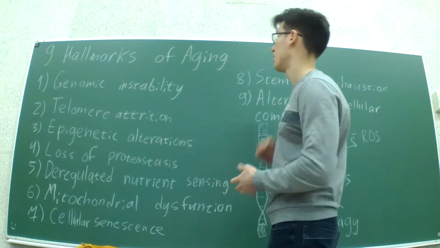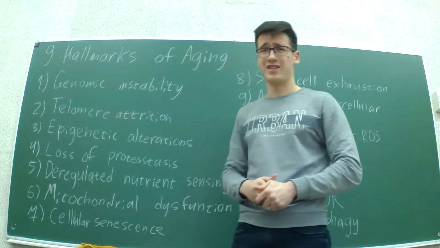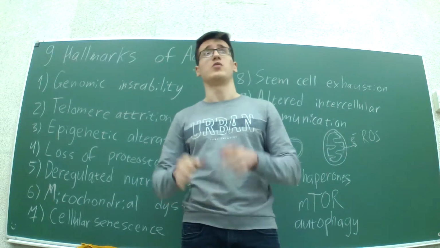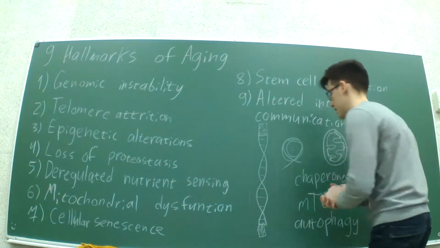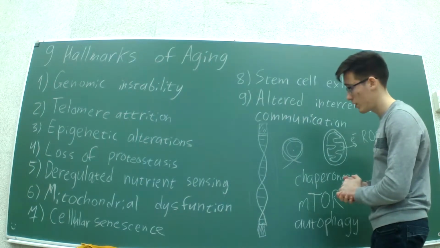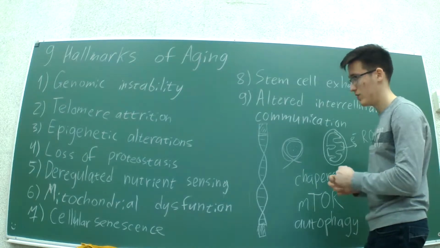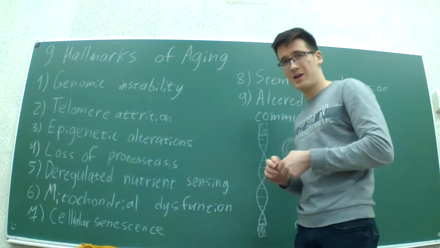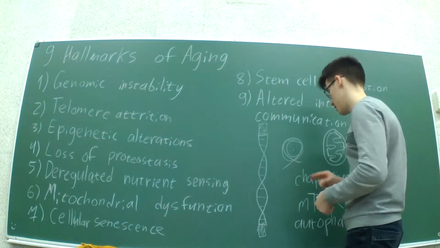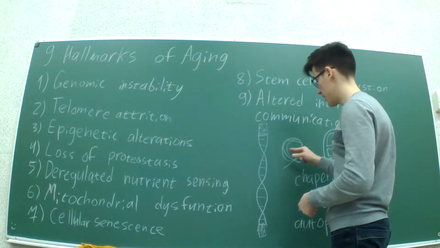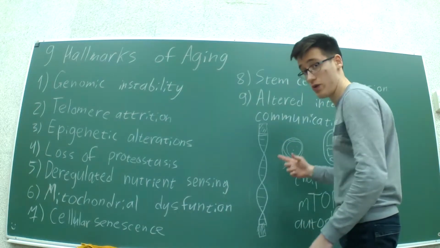So the third hallmark of aging is epigenetic alterations. Well, this thing is actually quite complex, and we won't go into much detail here. But all you should know is that our DNA molecules are actually not the only species in our nucleus. Our nucleus also has proteins, which are arranged in those bodies called nucleosomes and around which DNA is wrapped.